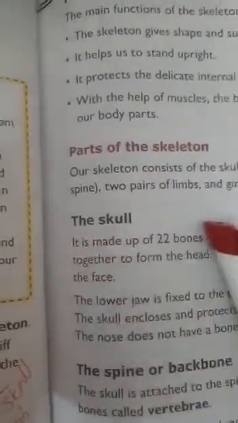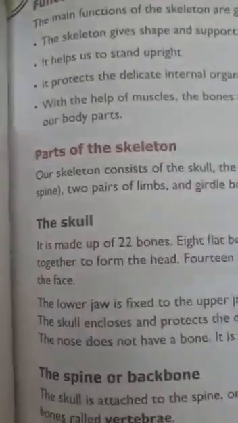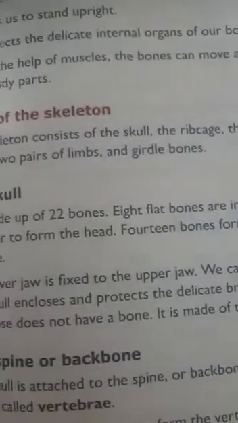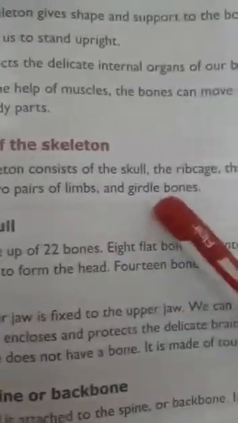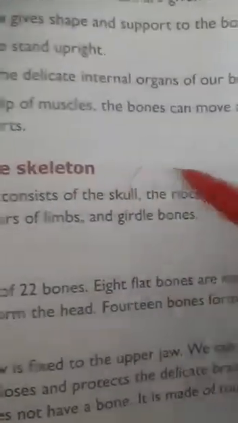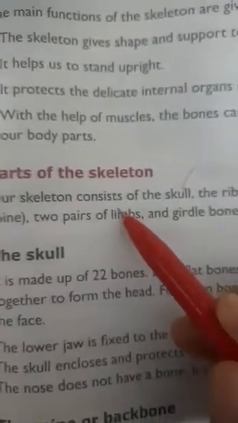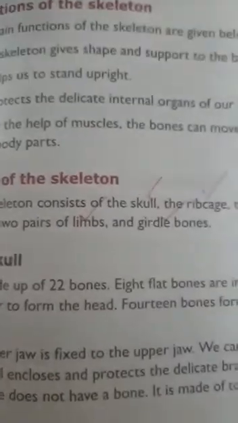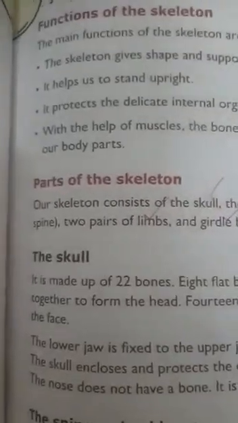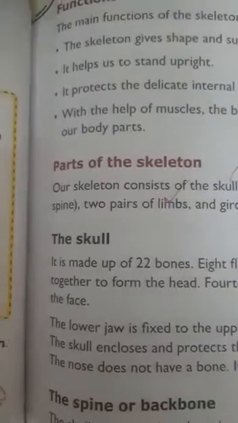Now we will see the different parts of the skeleton. Our skeleton consists of the skull, rib cage, backbone, two pairs of limbs, meaning forelimbs and hind limbs, and girdle bones. We will see these parts in detail. Let's start with the first one, the skull.